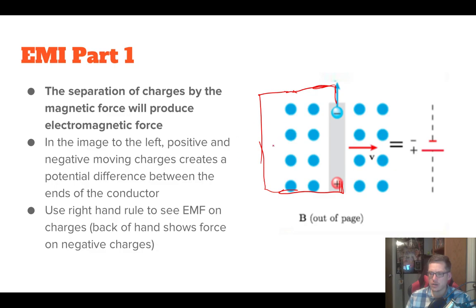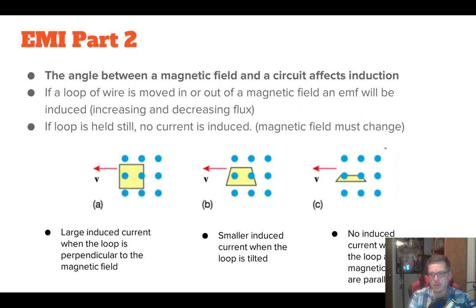As you start over here, there wouldn't be very many blue dots inside of our circuit, but as we move to the right, we get more and more blue dots until we reach a constant amount of blue dots, and then as we leave it again, we get a change, and so we have these changes in magnetic flux.